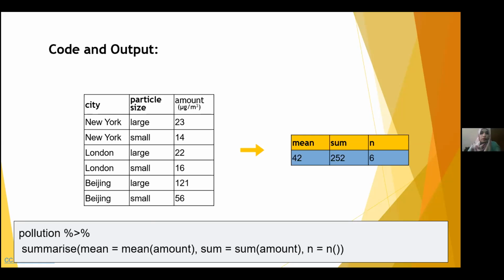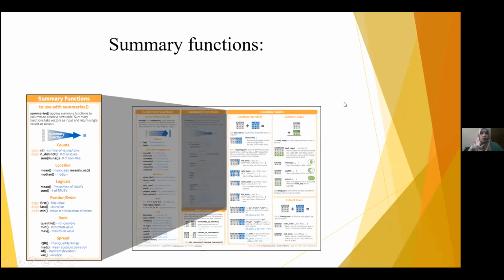Okay, it seems it's stuck. Okay. The cheat sheet for the summary functions, you can always utilize it. In the left window, you can see there are many different functions, many different arguments for the summary function that you can use: n and n_distinct to calculate total number of values and unique values, and mean, median, and many other function arguments you can use with the summarize function.